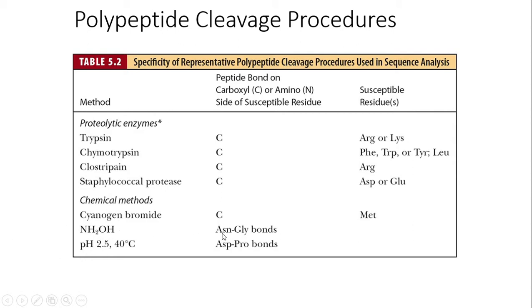NH2OH will cleave asparagine-glycine bonds, and this occurs at a pH of 9, so it is pH dependent. At pH 2.5 and a particular temperature, so this has to be warmed because this is higher than room temp, it will cleave aspartic and proline bonds within that polypeptide chain. So depending on pH, that NH2OH is selective with respect to its hydrolysis.